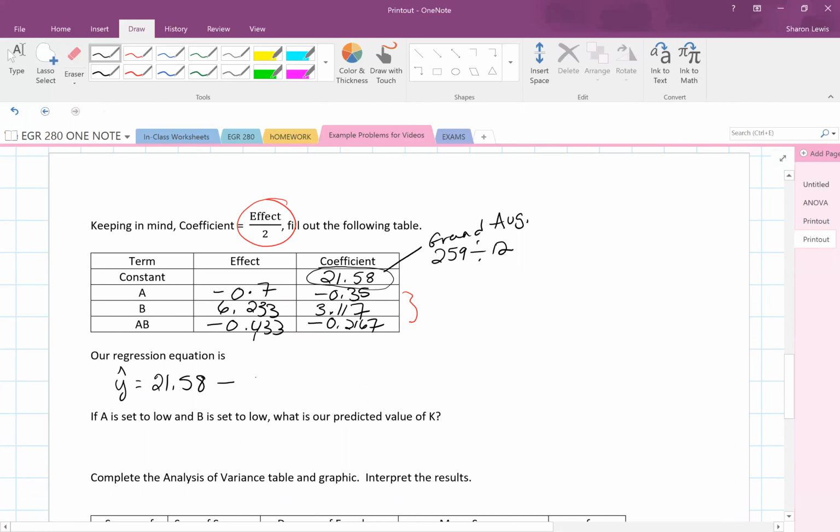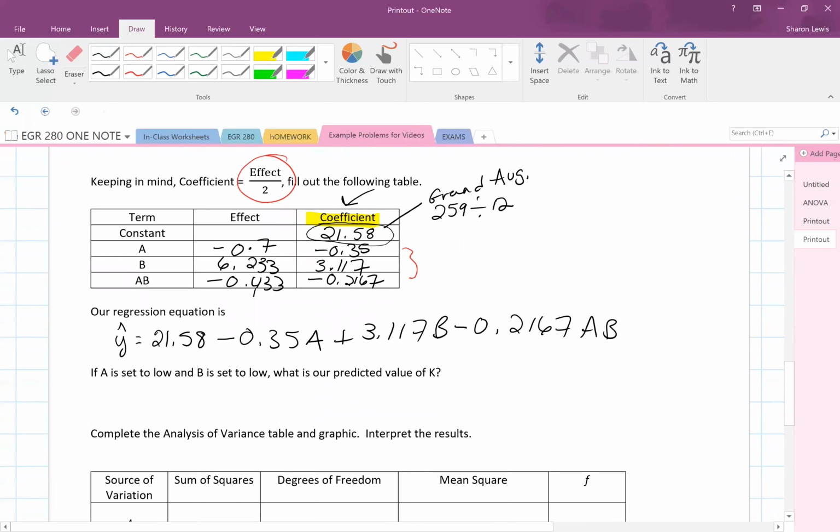So our regression equation is y, and we put the hat on because we're making predictions, 21.58 minus 0.7a. I'm sorry, I pulled out of the wrong column. This is the coefficient column. So 21.58 minus 0.35a plus 3.117b minus 0.2167ab. So that's the coefficient for the interaction term.